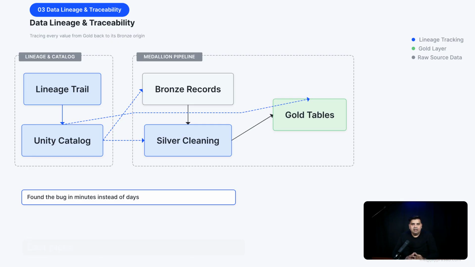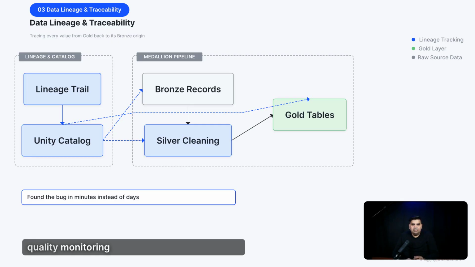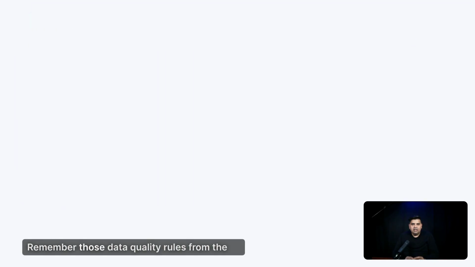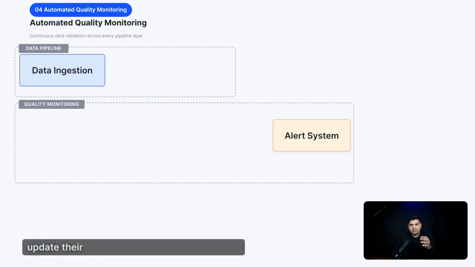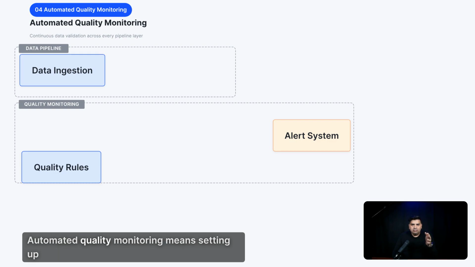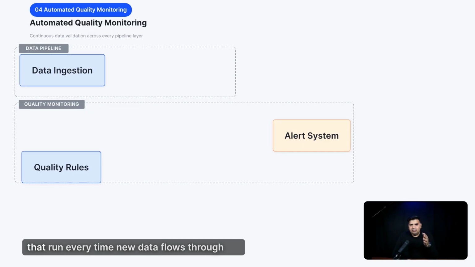Last piece, automated quality monitoring. Remember those data quality rules from the silver layer, things like checking that email addresses have an @ symbol or that dates aren't in the future. You don't want to run those checks once and forget them. Source systems change, vendors update their formats, someone renames a column. Automated quality monitoring means setting up checks that run every time new data flows through your pipeline.